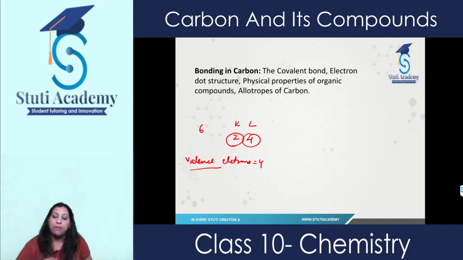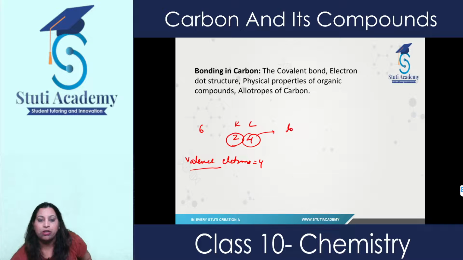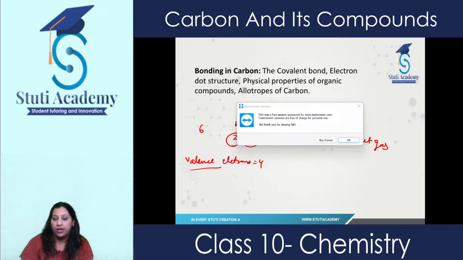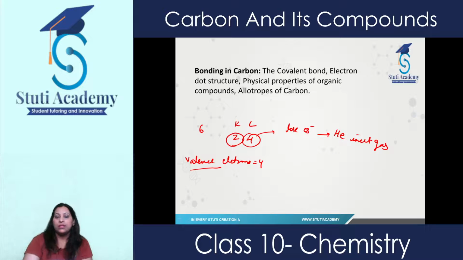If we are talking about completion of the octet, or completion of the outermost shell of carbon, there are two possibilities. Either it gains electrons, then it becomes 8 in the L shell. And if it loses 4 electrons, then also it attains inert gas configuration, which is helium. Again, it becomes stable in nature. But both these cases cannot occur in carbon. Why does it happen? Let's see. If it loses 4 electrons, it attains helium configuration and becomes an inert gas. But when it is losing 4 electrons, it needs a tremendous amount of energy, which is impossible to create, because it has very high ionization energy. So that's why carbon is not capable of losing 4 electrons.